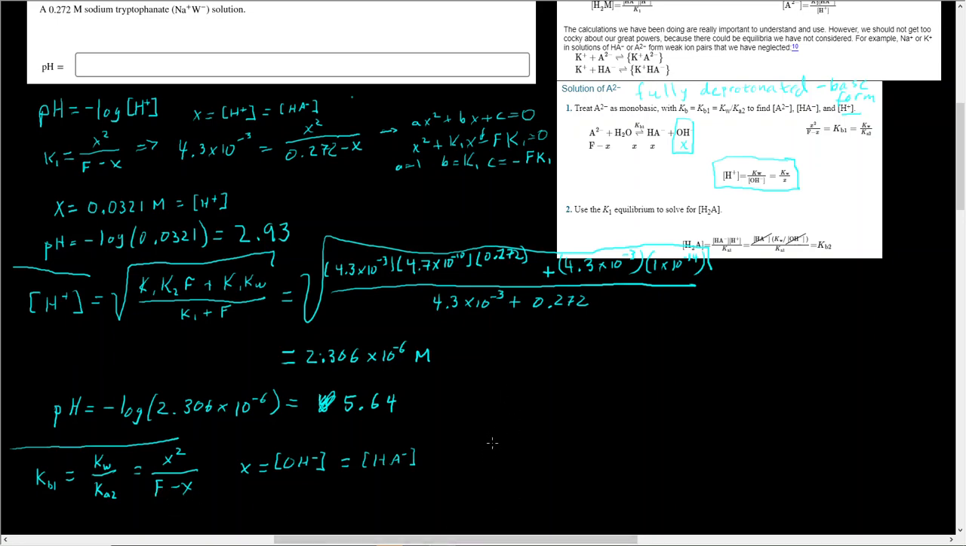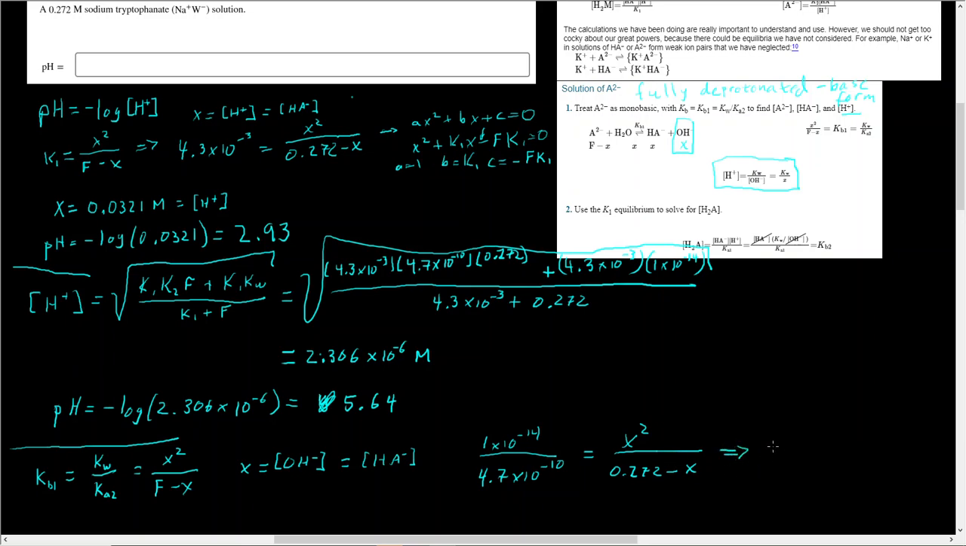So let's plug in our numbers. Kw is 1 times 10 to the negative 14. Ka2, we saw that from the previous problem, 4.7 times 10 to the negative 10th. And so when I divide those two numbers, that's Kb1. And that's going to be equal to x squared over F minus x, 0.272 minus x, all that in the denominator. And so now we just need to solve this for x.